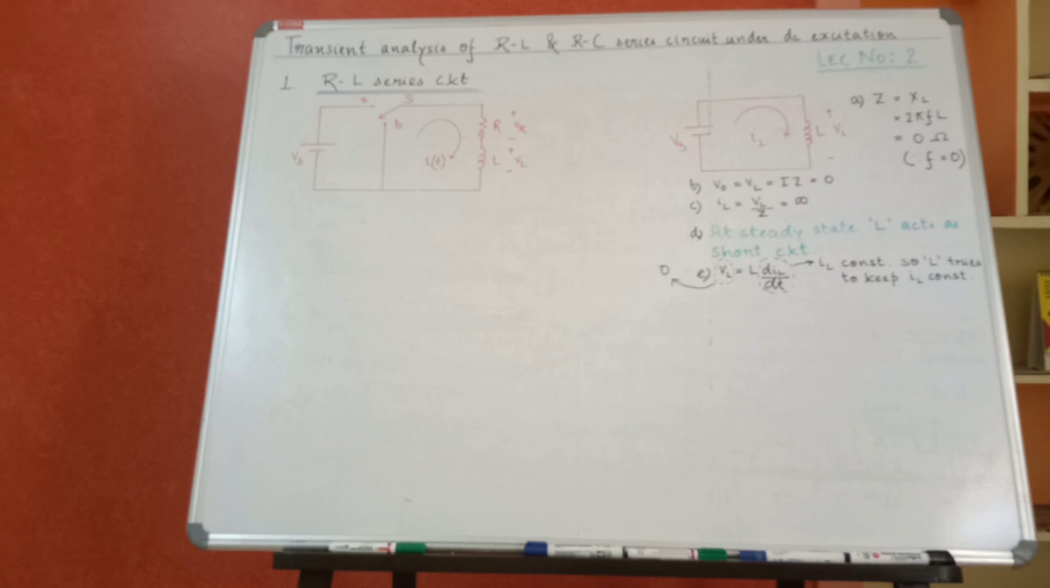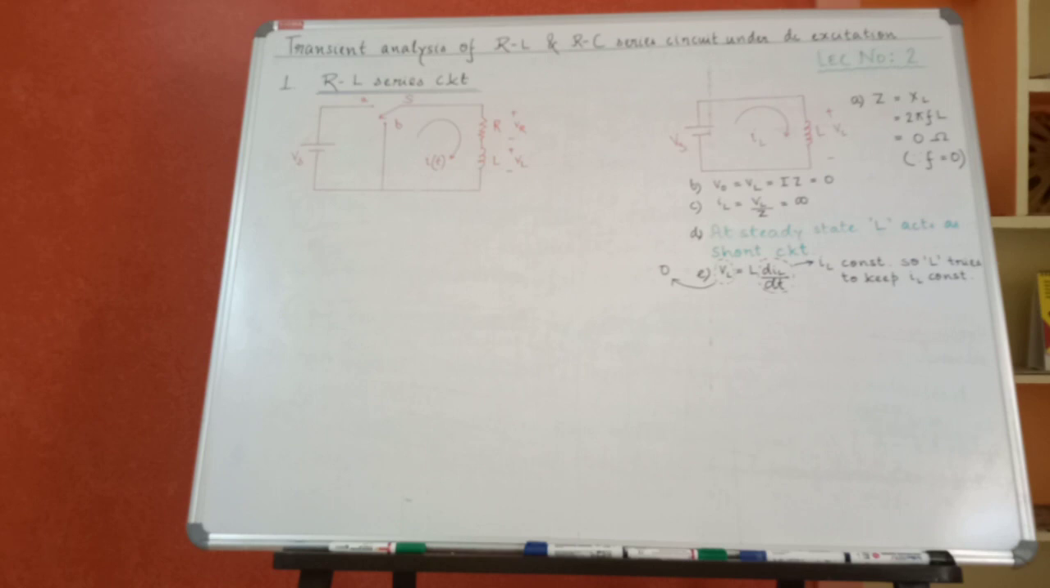Hence, what I have written in point number A is the impedance offered by the circuit. You know the impedance offered by the circuit will be Z, which is nothing but XL. XL is nothing but 2 pi FL, and since the DC voltage has a frequency 0, 2 pi FL will also be 0. Thus Z is equal to 0. Hence the circuit offers 0 impedance. If the impedance is 0, then what will be the voltage? You know V is equal to I into Z, that is written in point number B. So V0 is equal to VL is equal to I into Z is equal to 0.